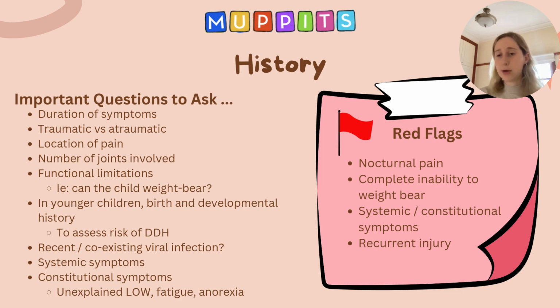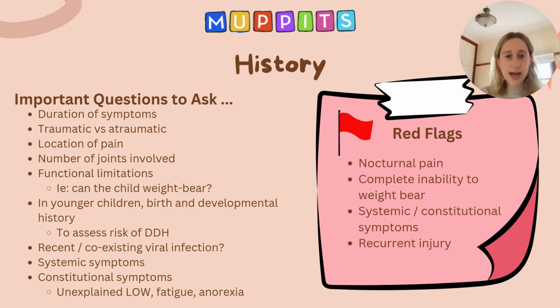Systemic or constitutional symptoms as well that are quite unexpected, like loss of weight or fatigue or anorexia, could point towards some malignant type picture, because particularly loss of weight, obviously in children, is very unexpected. So that should be looked at further.